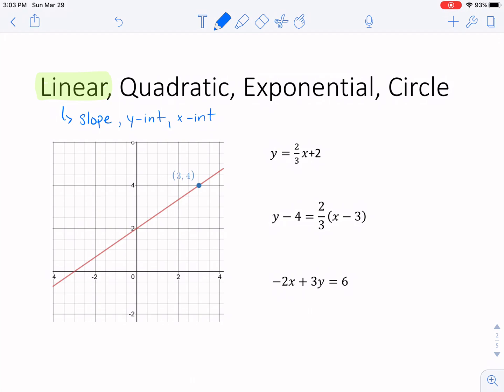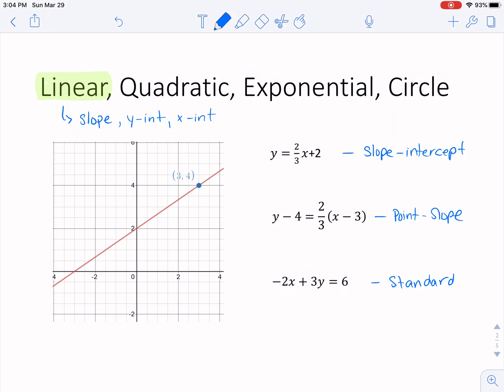On Desmos, if you could do me a favor, open your Desmos and go ahead and graph these 3 equations. My thought is when you start to graph them, you'll recognize that all 3 equations are the same thing. This first one is in slope-intercept form. The second one is in point-slope form. And the third one is in standard form. Now, all 3 of them give you unique pieces of information.